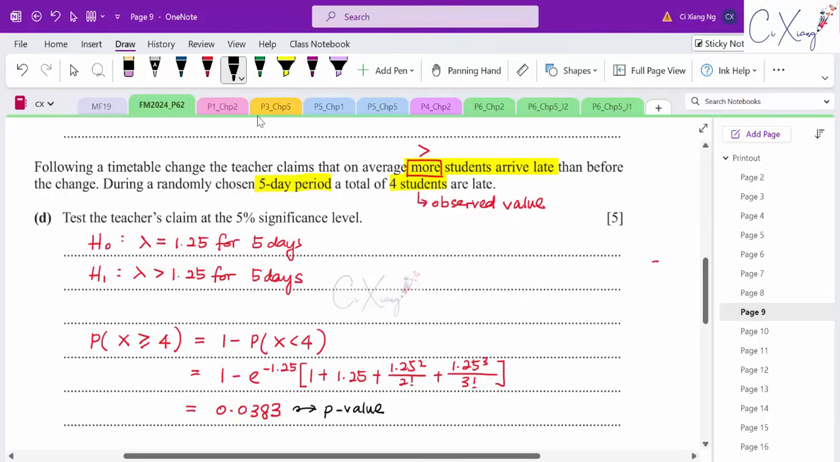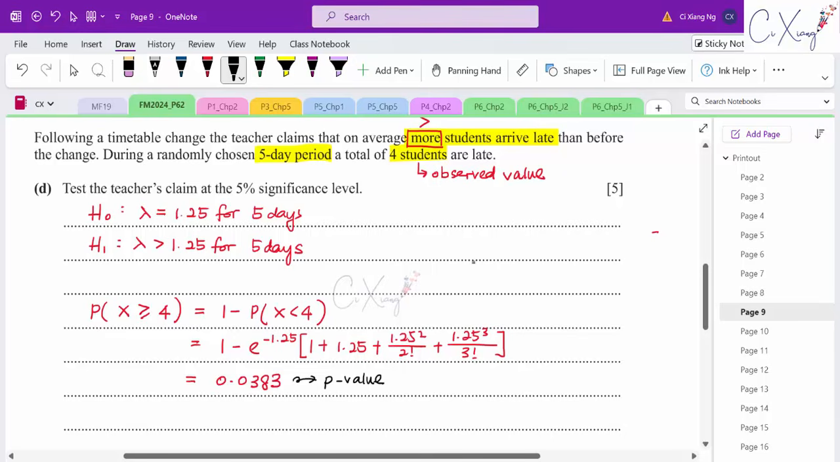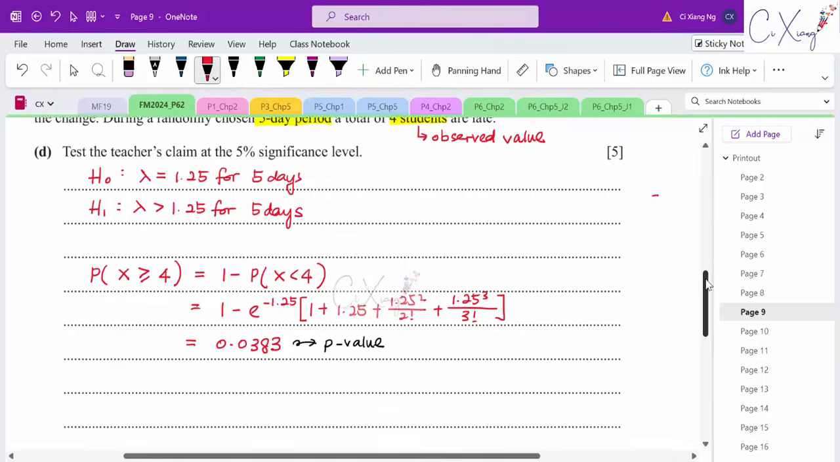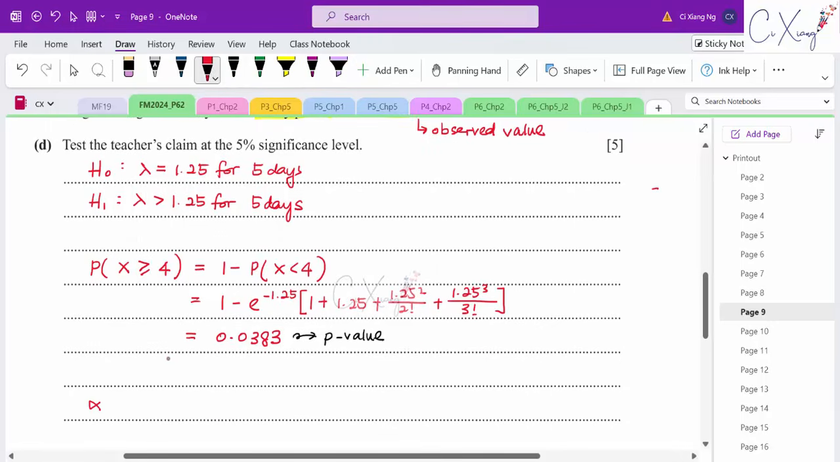This is the second step, where we calculate the p-value. After that, I need to compare my p-value with the significance level, and from there make a conclusion. My significance level is alpha, which is 0.05, and my p-value is 0.0383. If I compare these two values, I realize that my p-value is smaller than alpha.